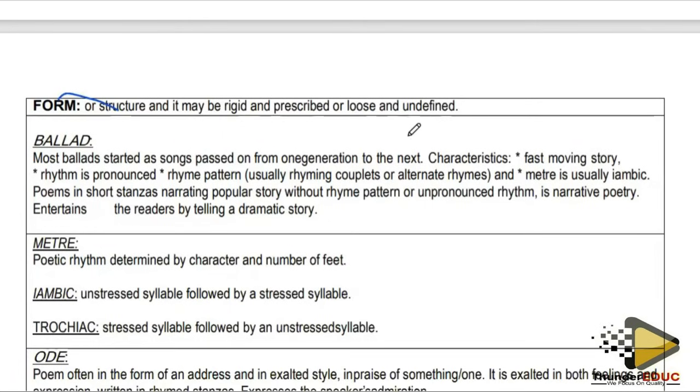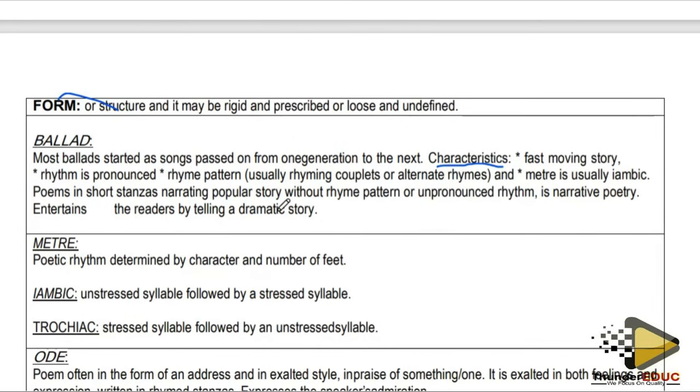The characteristics of a ballad: a fast-moving story. Rhythm is very pronounced. You can feel it when reading it. Rhyme pattern: it can be rhyming or it can be alternate rhymes. Remember, we're coming to rhyme later on. We talk about it fully.